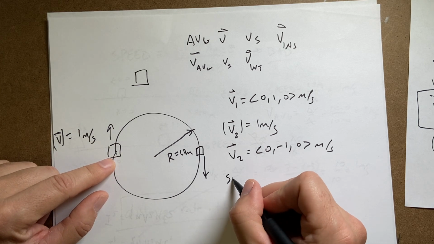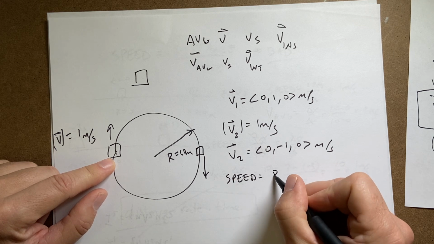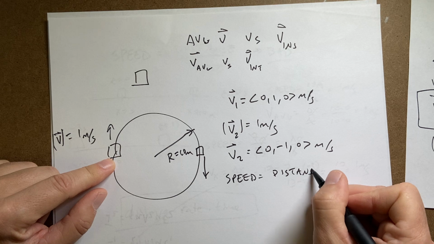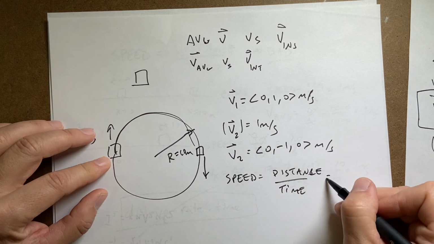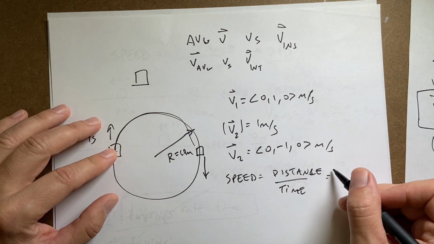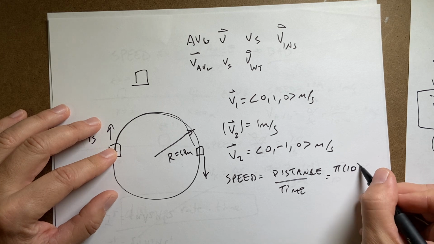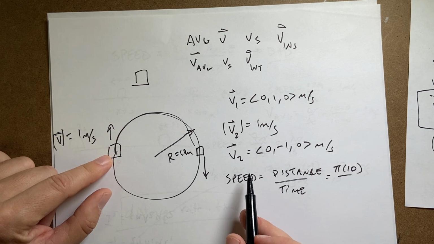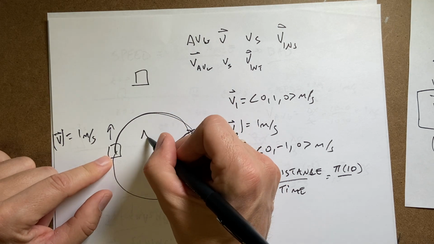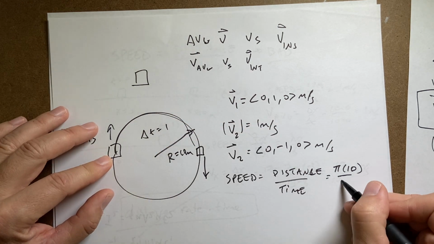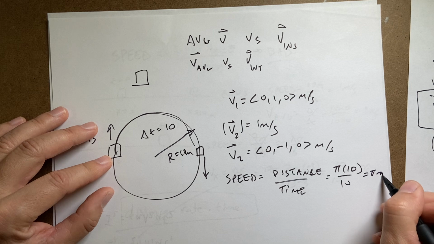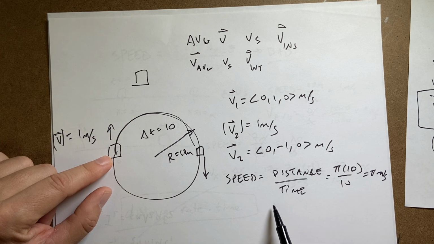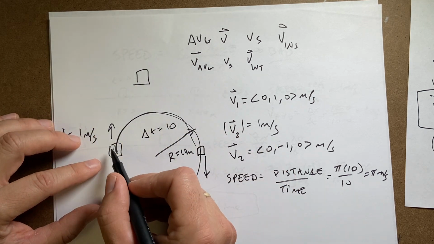What if I want to find the speed, distance over time? Well, how far did it go? It went half a circle. So this is going to be pi times r over the time. Oh, I guess I need the time. Let's say it took a second. I know it's going really fast. So that'd be 1 second. So I get 10 pi. Let's say it's 10 seconds. So I get pi meters per second. That's the speed.